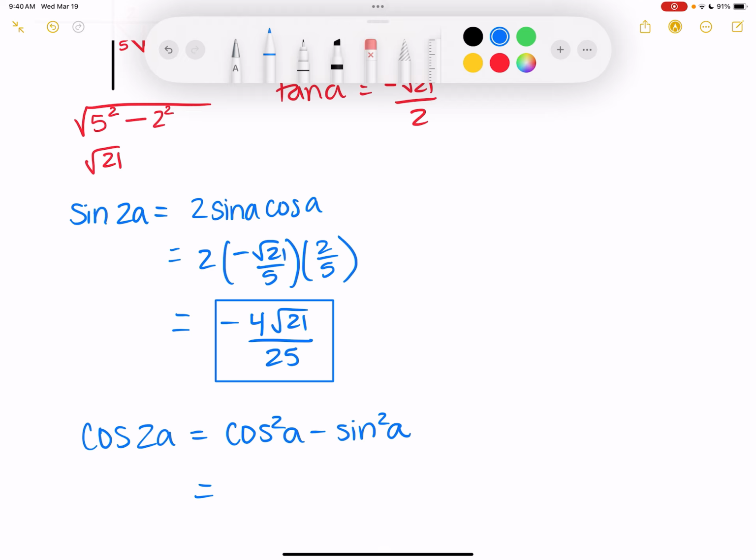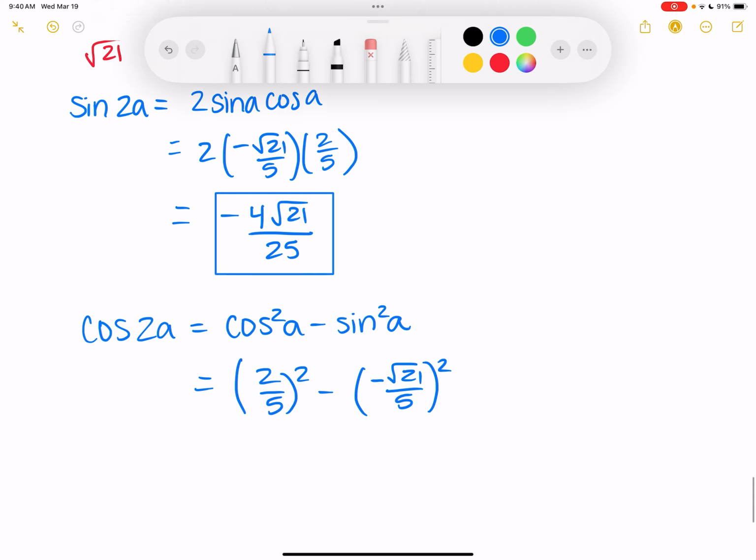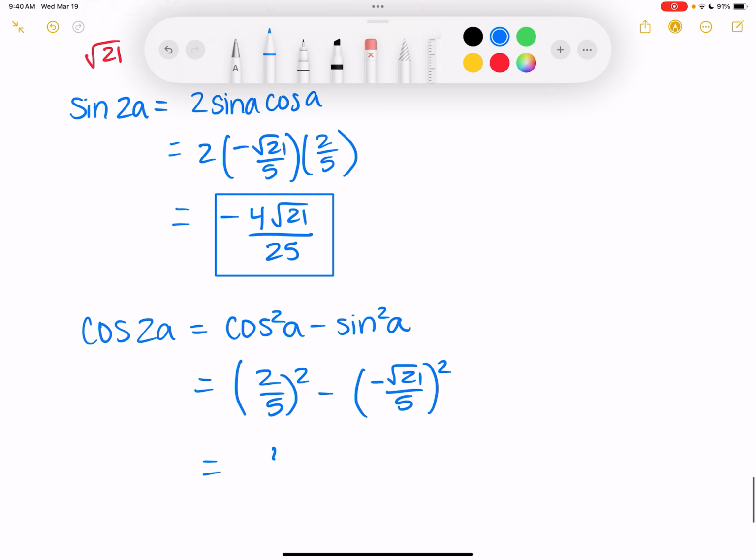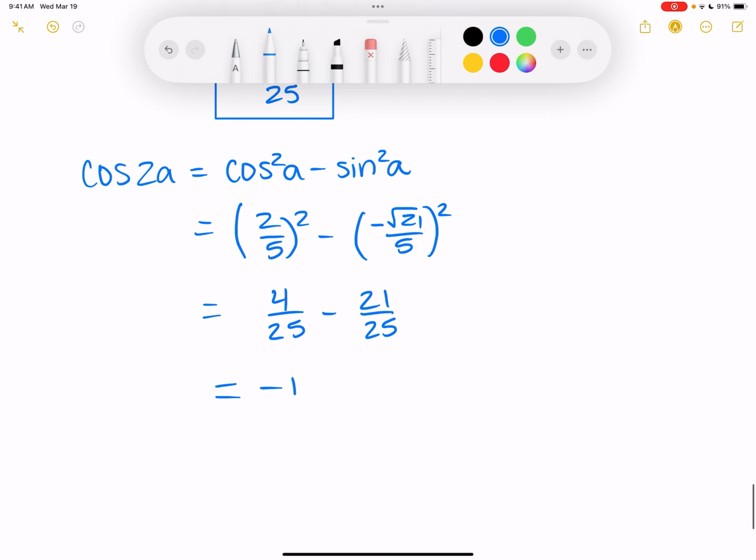All right. This one's easy, I hope. Cosine was 2 over 5, so this is 2 over 5 squared minus negative root 21 over 5 squared. So this is 4 over 25 minus 21 over 25. Negative 17 over 25. You mean 17?